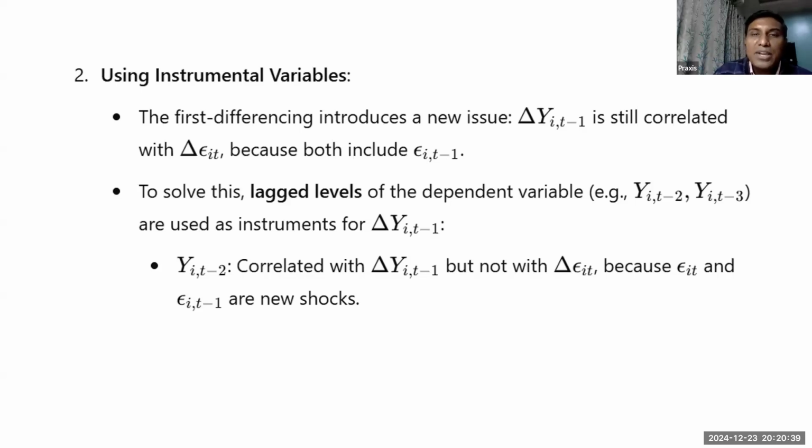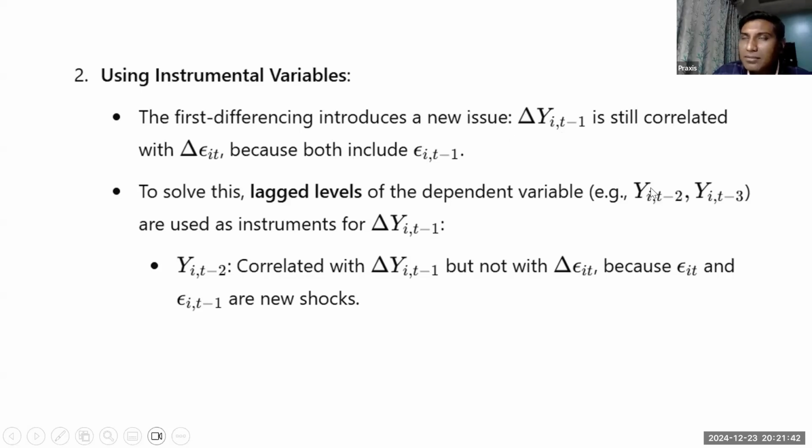To solve this, we use some instruments. What is the instrument that Arellano and Bond proposed? Is it delta y_it-2 for delta y_it-1? No. They propose lagged levels of the dependent variable. So they suggest that you use y_it-2 as an instrument, or y_it-3 as an instrument, not delta y_it-2. For this, you instrument the lag of the dependent variable at levels, not at differences.